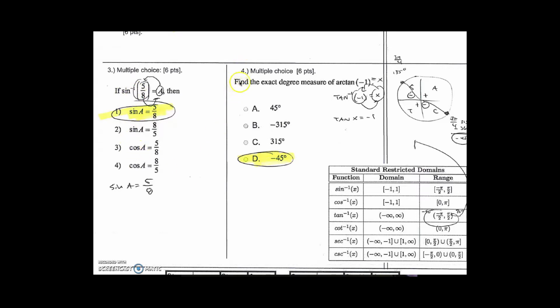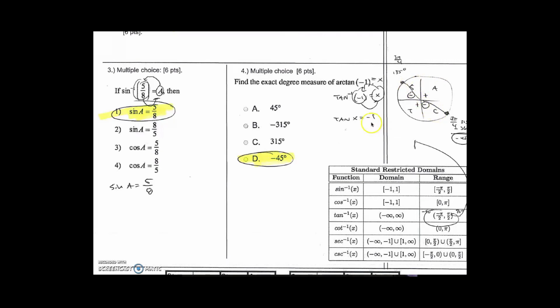Question number 4, find the exact degree measure of arc tan -1. So arc is just another word for saying the inverse of tangent. We're going to set it equal to x, so I can do the switch. Then I'm looking for locations where tangent of x equals -1, where we have this acronym: All Students Take Calculus. All the trig functions are positive in quadrant 1, and in quadrant 3, tangent is also positive, but I'm looking for a negative, so that would be in quadrants 2 and 4.